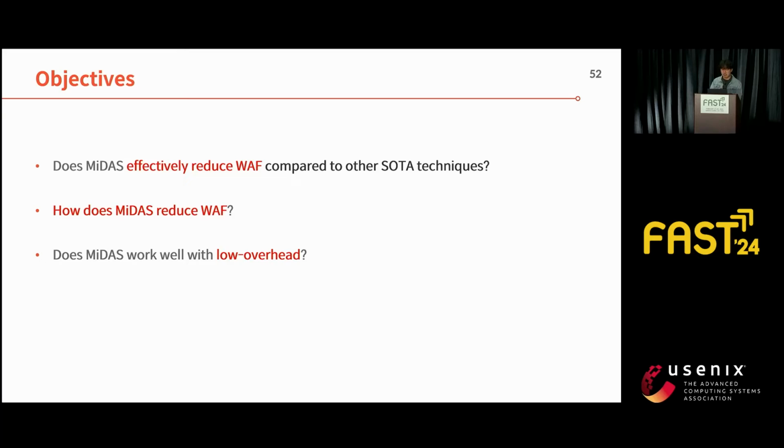We focus on 3 key objectives to evaluate MiDAS. First, we evaluate if MiDAS effectively reduces WAF compared to other SOTA techniques. Second, we explore how MiDAS achieves the WAF reduction. Finally, we evaluate the overhead of MiDAS.